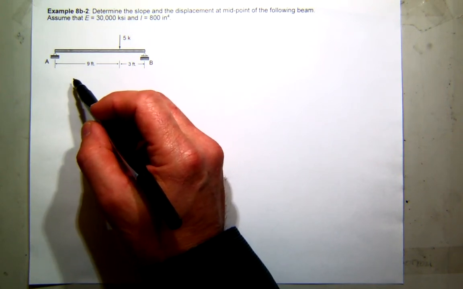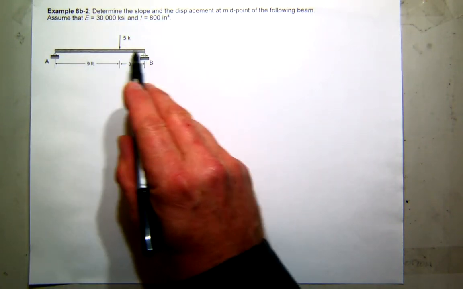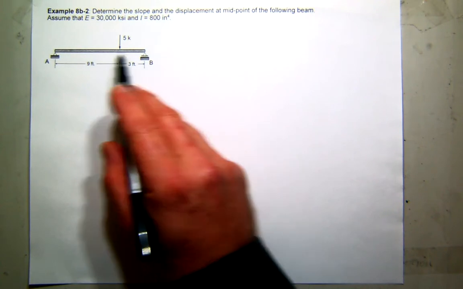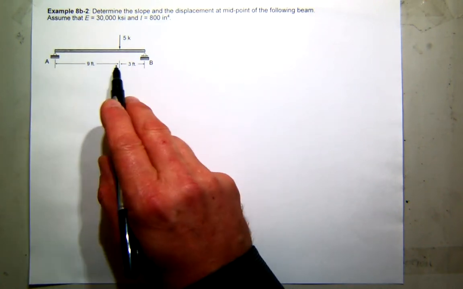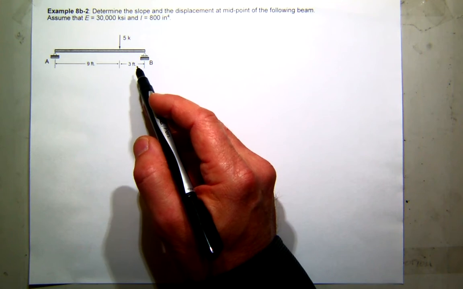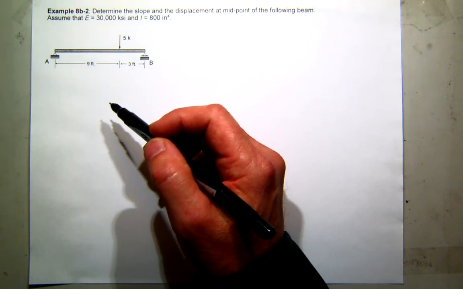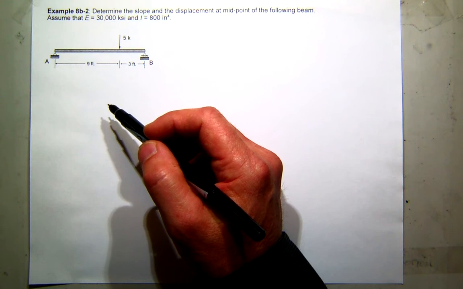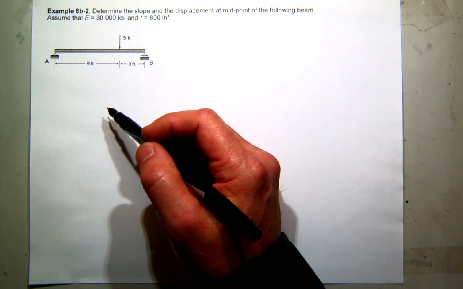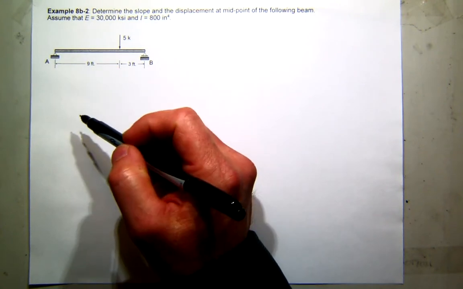And you might recognize right off that if I tried to use direct integration on this, first of all, I wouldn't be able to write a continuous moment equation. I probably have one that's good from 0 to 9, and then a second one that's from 9 to 12. And then handling the integration constants would be a little challenging. So you could do it. There's no question you could do it. But I think a more efficient approach now would be to do conjugate beam.